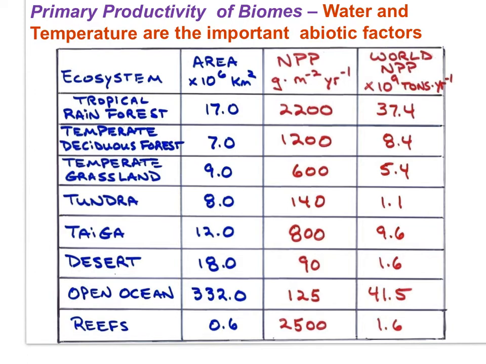However, if we multiply the total area of the ocean by the productivity per meter square, oceans account for the largest total productivity of all biomes. Again, this large value results from the fact that oceans cover over 70% of the world's surface. Reefs, while productive, do not account for much of the world's productivity due to the fact that the total area of the reef biome is very small.